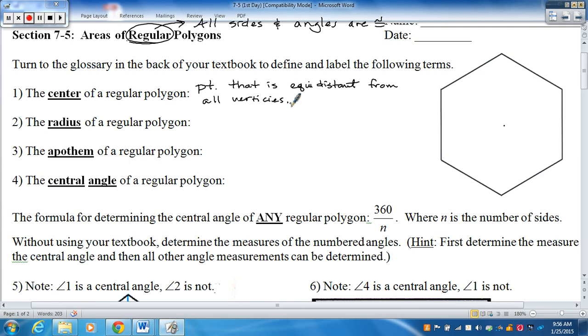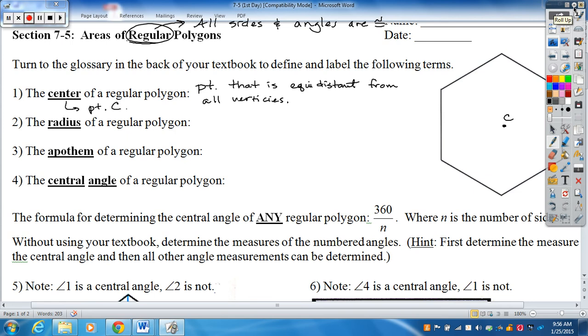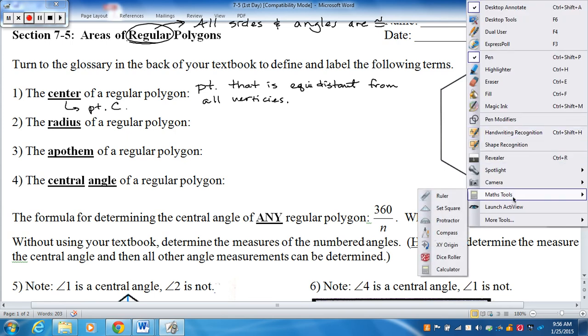So over here on your picture, let's just go ahead and label it. This point right here is going to be point C for the center. Okay, a radius. Now you may be thinking to yourself, a radius? What are you talking about, Mr. Couples? A radius belongs in a circle, not in a polygon.